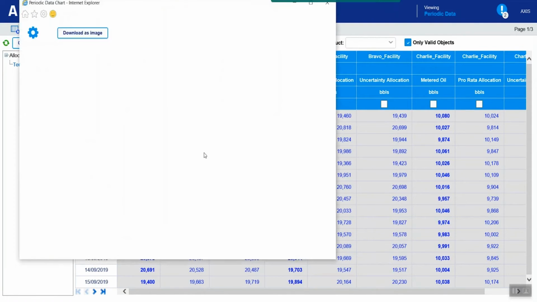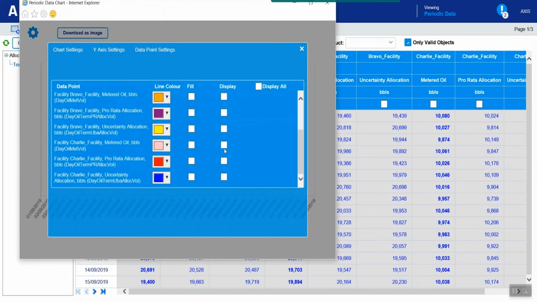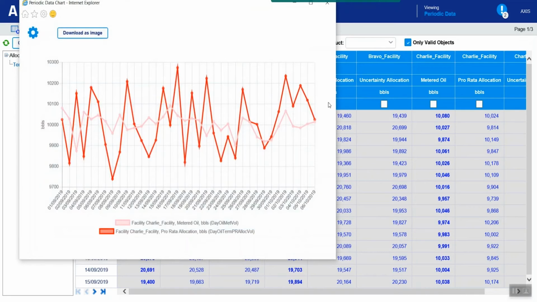Here is the result of allocation by simple pro rata. For field C, although the measurement uncertainty is only 2%, it is getting a much higher variation in allocated volumes, of around 5%. That's because it's being affected by the higher uncertainty of the other fields. That is the problem with this method. Field C gets no benefit from having a more accurate meter.